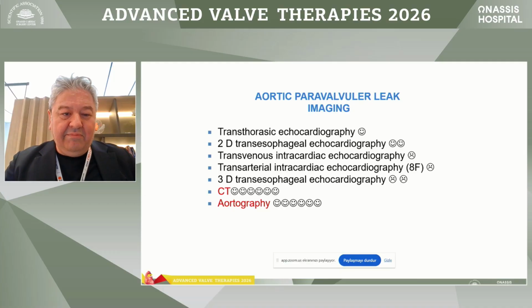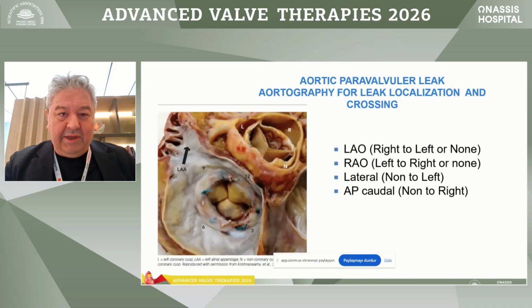For aortic paravalvular leak imaging, we know that transthoracic echocardiography and transesophageal echocardiography are not very good, but CT is very important, as Dr. Rekleitis underlined, and we also always use aortography for imaging of the paravalvular leak. If the leak is right to left, we use left anterior oblique for the aortography. If the leak is left to right, we can use right anterior oblique, and for the lateral leak, we can use the AP caudal fluoroscopic angles.